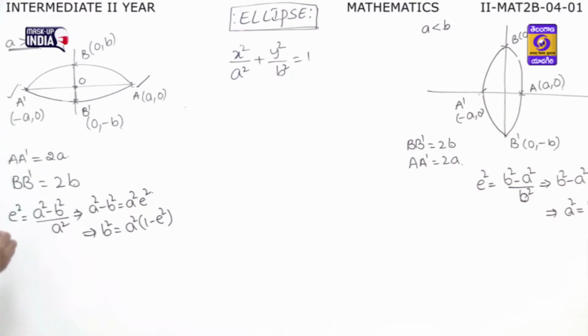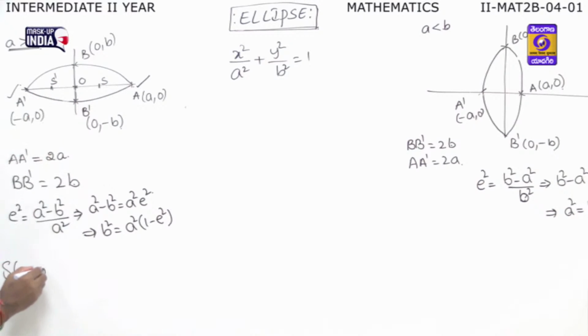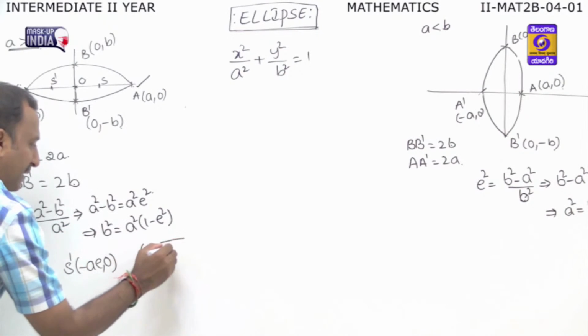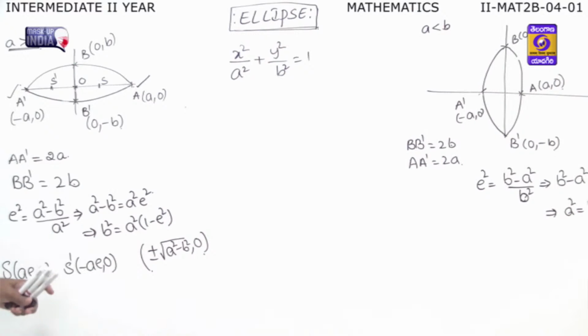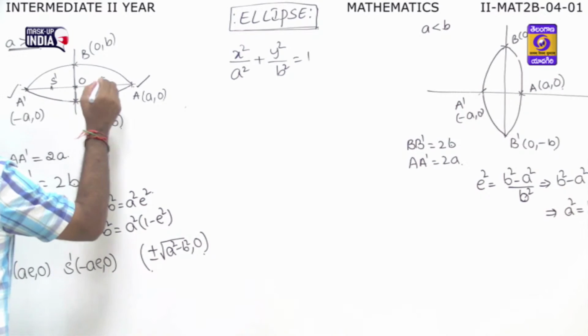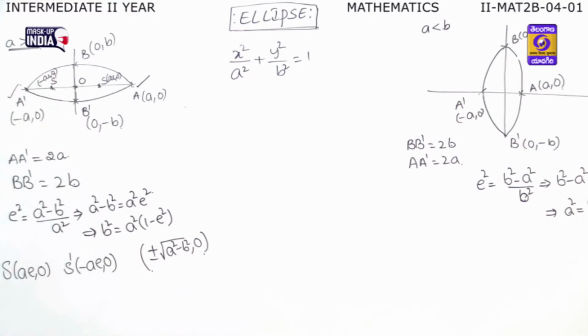Okay, in this case the foci are s and s dash. The foci are s is ae comma 0, s dash is minus ae comma 0. Combining these, we write plus or minus root of a square minus b square comma 0. These are what? Foci. The ellipse has two foci. This is s, ae comma 0, and s dash, minus ae comma 0. How can we write these? Here a square e square is a square minus b square. If we take the root, root of a square minus b square is equal to how much? ae. Therefore the foci are plus or minus root of a square minus b square comma 0.